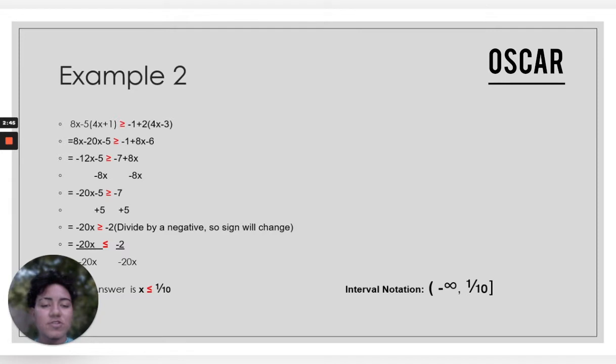And the interval notation for this is open bracket negative infinity because it continues, comma 110, and then it has a square bracket because the square bracket indicates that that is included in the notation in the set.